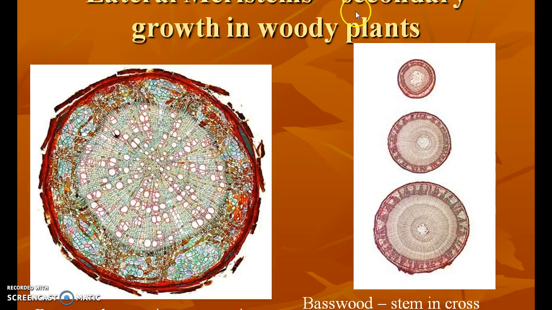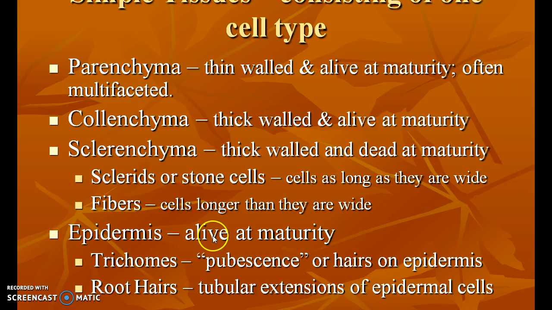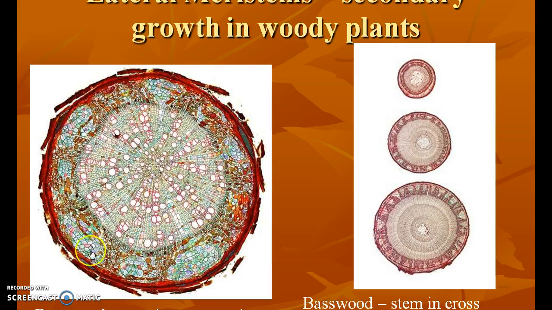Lateral meristems, secondary growth in woody plants. This is the lateral meristem, which produces the secondary growth in woody plants. In cross section, the first year old stem, second year old stem, and third year old stem in basswood.